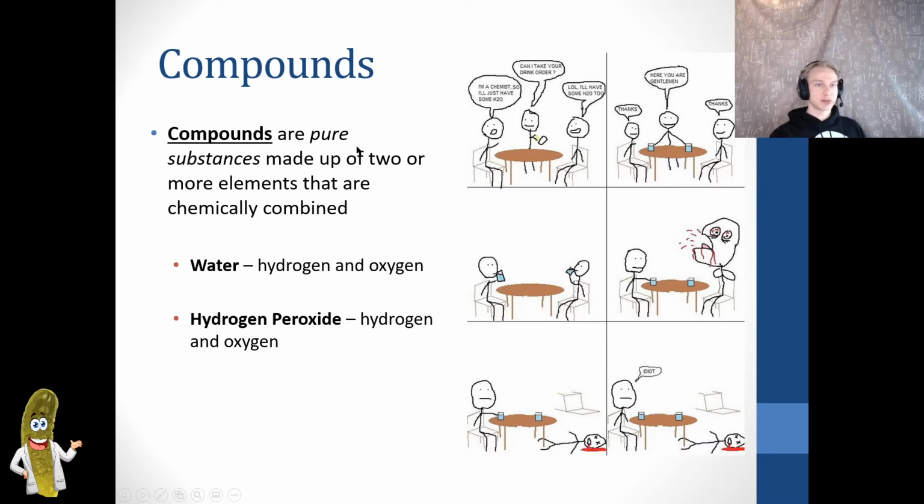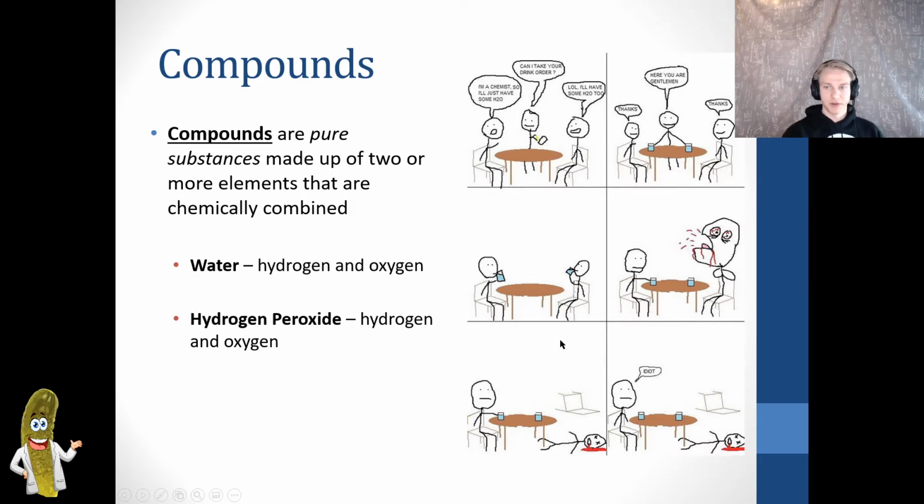Compounds are pure substances made of two or more elements that are chemically combined. When you did your flow chart last week, you would have been able to see that this is true. So water is hydrogen and oxygen, and then hydrogen peroxide, which is what you use to make elephant toothpaste or clean out a wound that you have, is also hydrogen and oxygen.